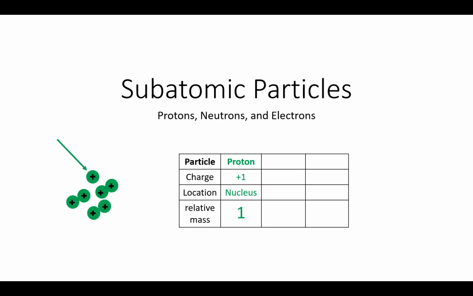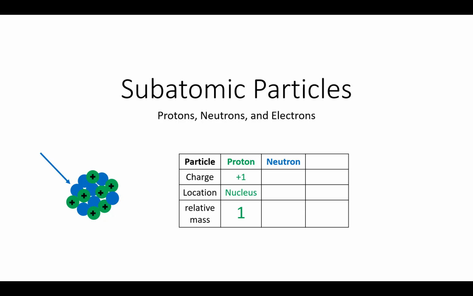Sometimes that relative mass of 1 is accompanied by a unit of AMU, and AMU stands for atomic mass unit. I like to think of it sort of like a fake unit. It's not something that you'd actually measure out in the classroom, but it allows us just to compare the sizes of these particles.